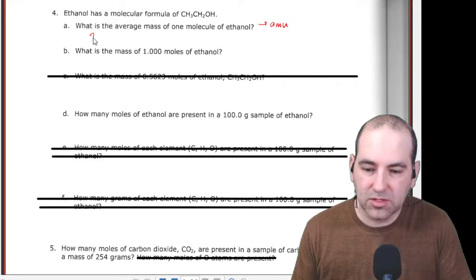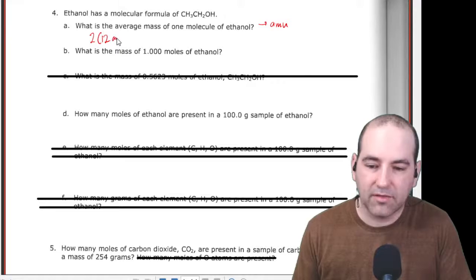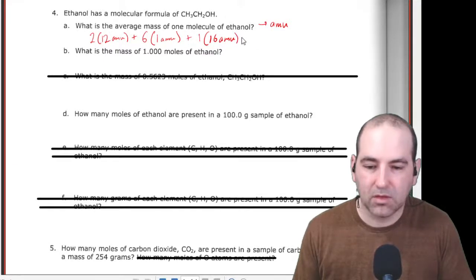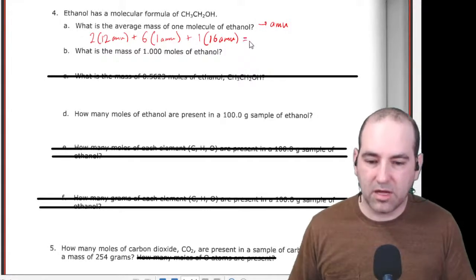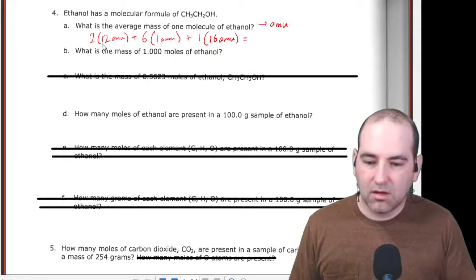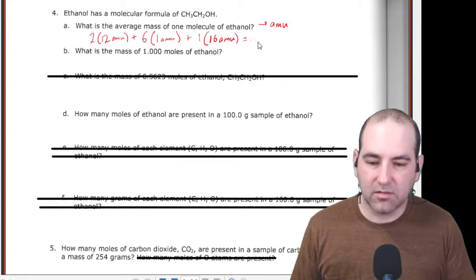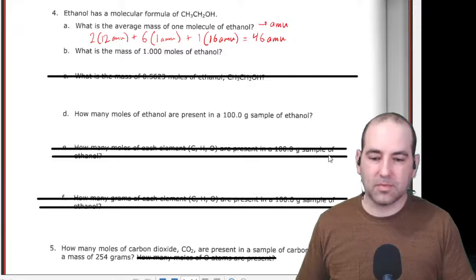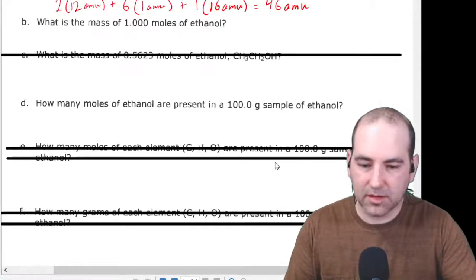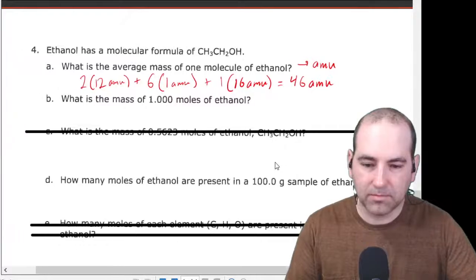So I'm going to say there's 2 carbon atoms, and they weigh 12 AMU each. There are 6 hydrogen atoms, and they weigh 1 AMU each. And there's 1 oxygen atom, and that weighs 16 AMU. All right, and so the total there then would be 24 plus 6 is 30, plus 16 is 46 AMU. Actually, let me make this a little bit bigger so you can see it better.